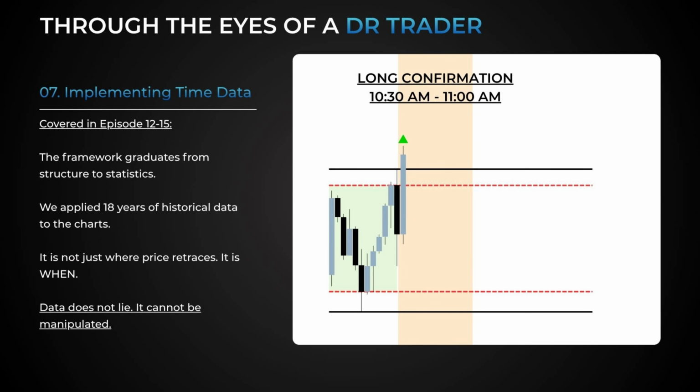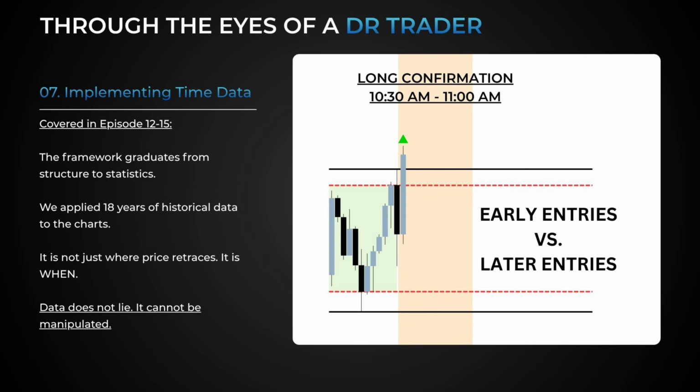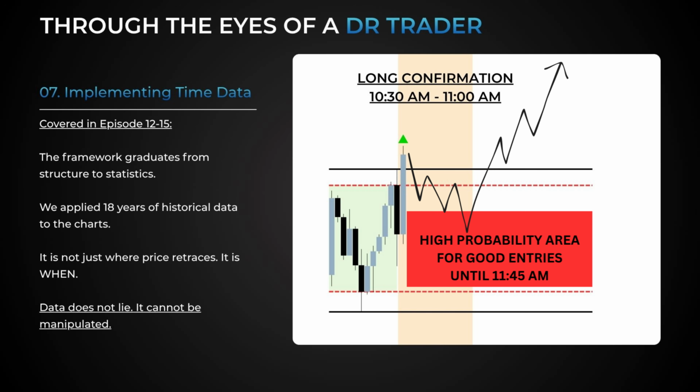Step 7. Time is a variable. Data proves it. This is where the framework graduates from structure to statistics. In the final episodes of this series, we applied 18 years of historical data to the charts. And we discovered something that changes everything about how you approach entries. It is not just where price retraces, it is when, and that with a very high probability of being true. We filtered through the maximum retracement time and found out that many assets under certain circumstances have a higher rate of turning into a DR true session with early entries rather than with later entries once price confirmed a direction. Data does not lie, it cannot be manipulated, and once you have it, your confidence in execution is no longer based on feeling.